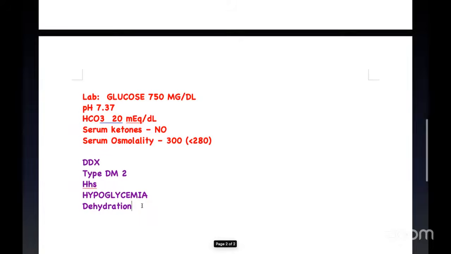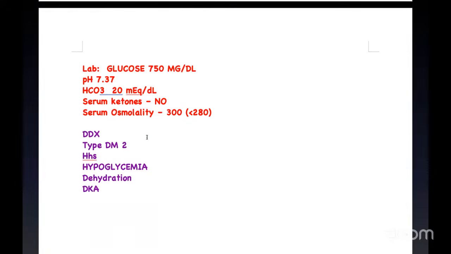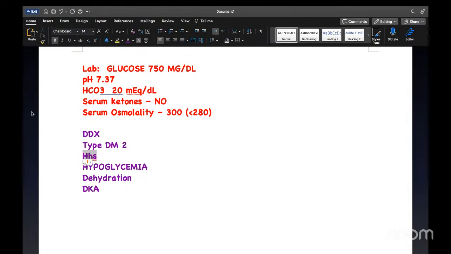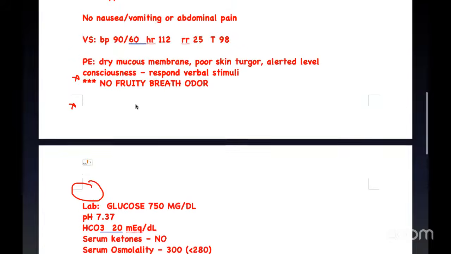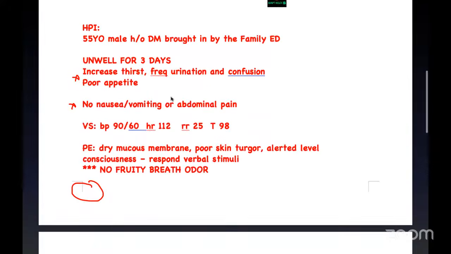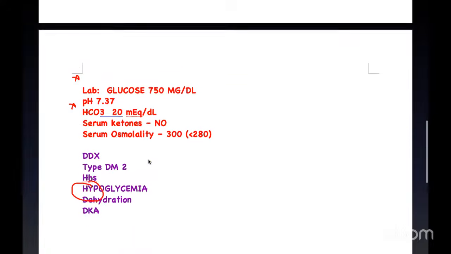So these are the possible diagnoses. How about DKA? These are possible diagnoses you can think of that this patient is suffering from. So why would it be this? Which one do you think is the problem? As you can see, it cannot be DKA because there's no ketones. His pH is normal. He has no abdominal pain. There are key things you should know: no ketones, normal pH, no fruity smell, and no abdominal pain. All this is telling you it cannot be DKA.